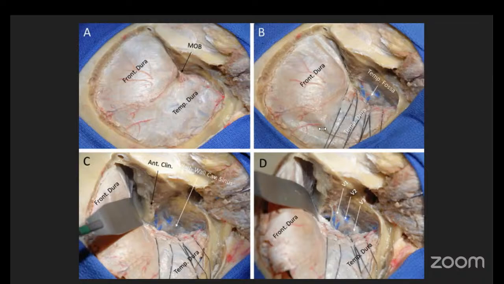We are not concerned, so we are not going to retract temporal lobe like this. What space are we concerned with? We are concerned with this region, here only, because our target is going to be here. The lesion is going to be exactly here, and all the vital structures that we are concerned with, they are also here.